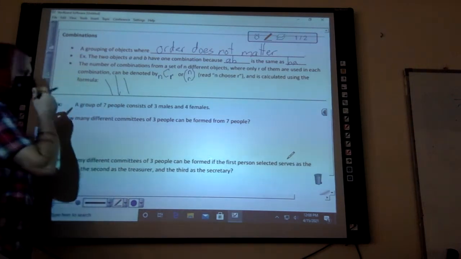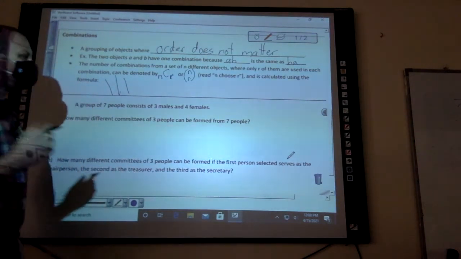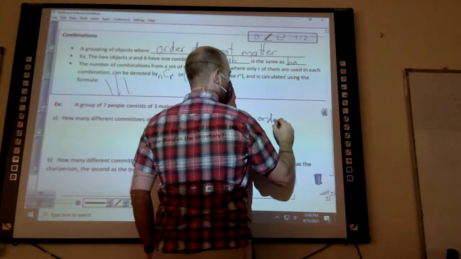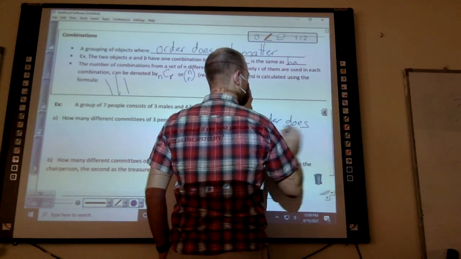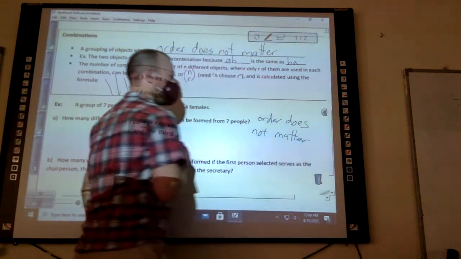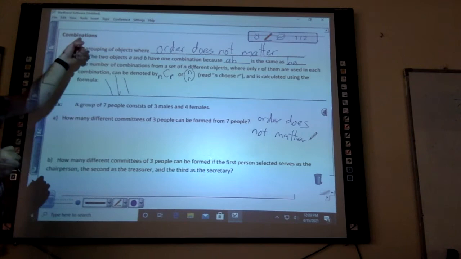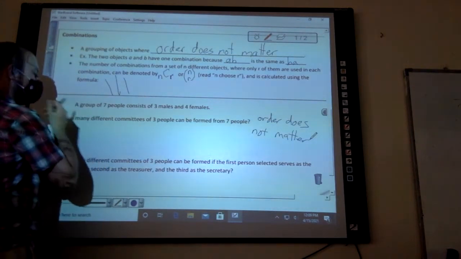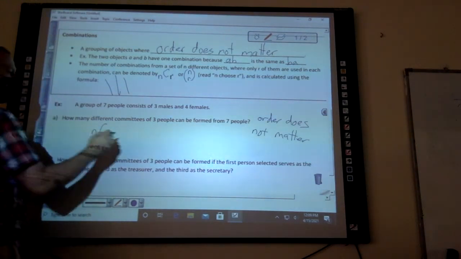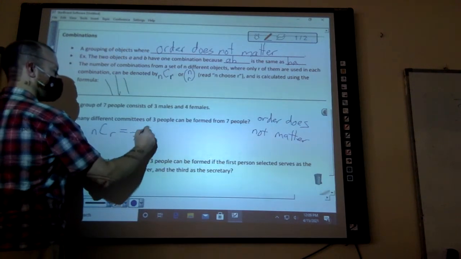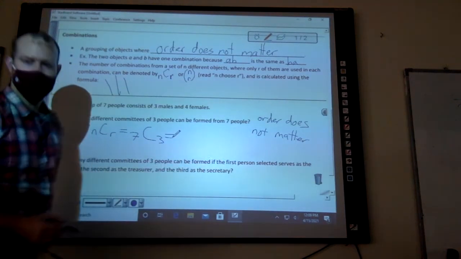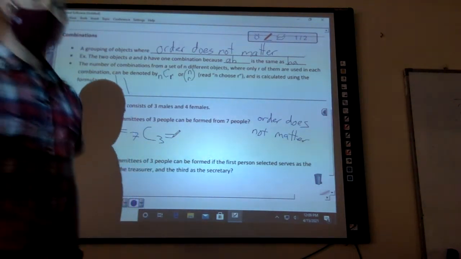Does it matter who I pick first or second or third? No. So this determines if we use the C or the P. In this one, order does not matter, so we're going to use the combination. So we'll use nCr. And in this case, the number of people I'm picking from is 7, and I want 3. So you can plug this in your calculator. Give it a try, see what you get.